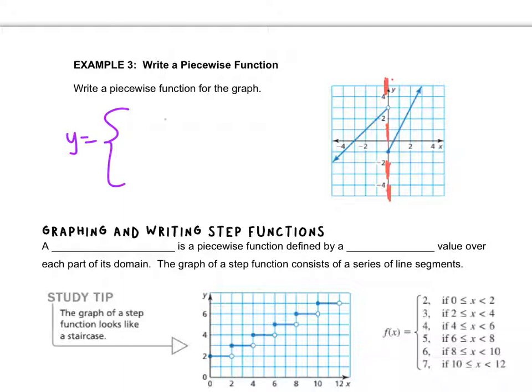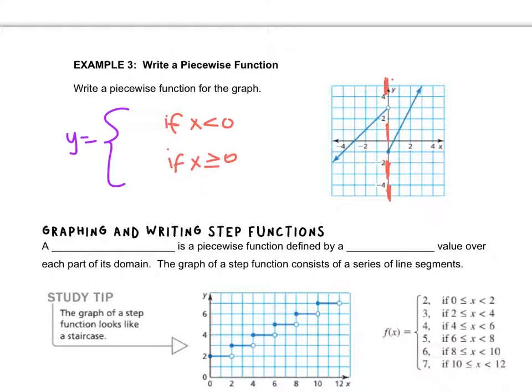So if x, and now let's look at the first portion of the graph. This one has x is less than 0, and it also is not allowed to be equal. So that one's going to be x is less than 0. And the other one's going to be the opposite, x is greater than or equal to 0, because this is the portion that is greater than 0, and it's also allowed to be equal.